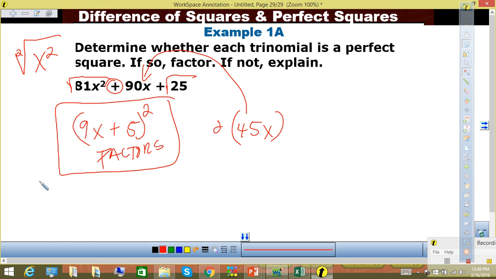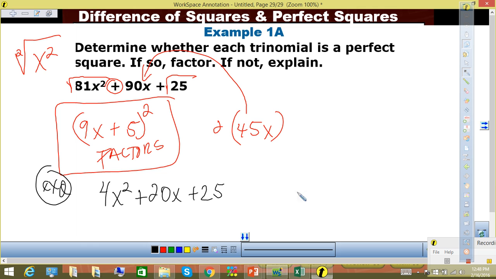Let's do another one. Example Q. Here we go. 4x squared plus 20x plus 25. Find me the factors if it is a perfect square trinomial.